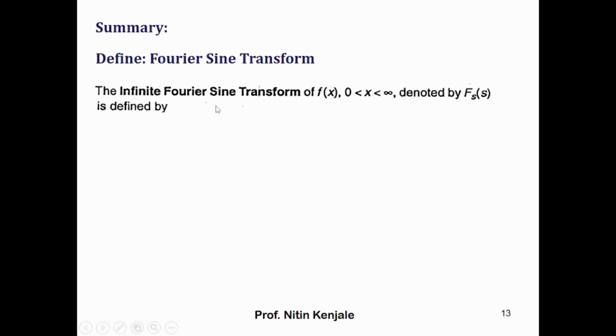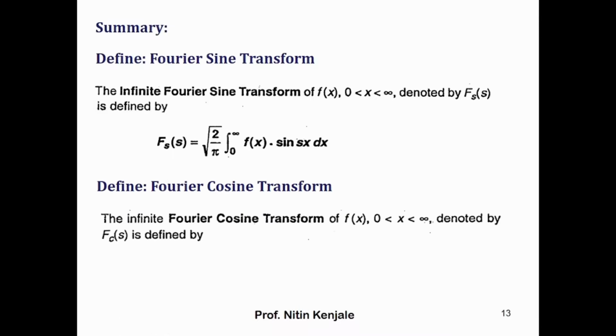The infinite Fourier sine transform of f of x, where x varies from 0 to infinity, is denoted by Fs and is defined by root of 2 by pi into the integral of f of x into sin sx dx over the limit 0 to infinity. Whereas the infinite Fourier cosine transform of f of x, where x varies from 0 to infinity, denoted by Fc, is defined by root of 2 by pi into integral of f of x cos sx dx over the limit 0 to infinity. Now let us see example of each of these.